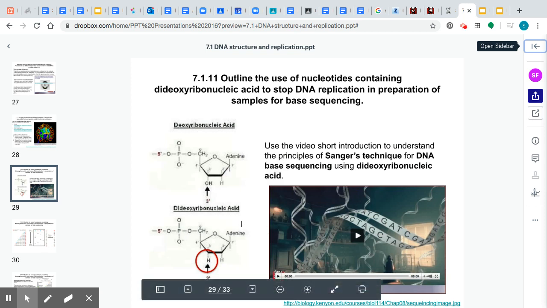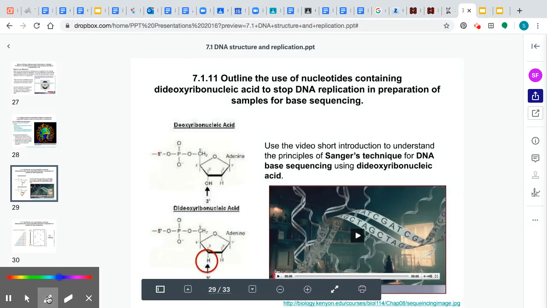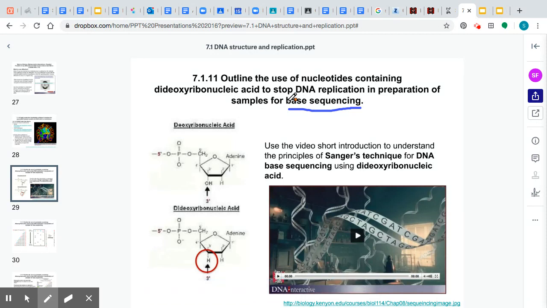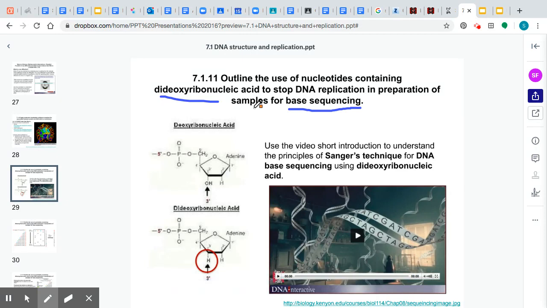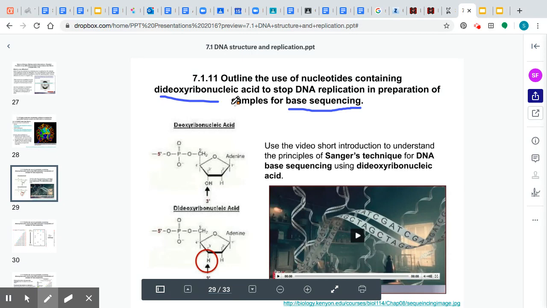In this video, we are going to use some of the underlying theories of DNA replication to figure out the base sequence. Okay, so 7.111 says outline the use of nucleotides containing dideoxyribonucleic acid. So all that's saying is it's basically DNA, right? Deoxyribonucleic acid is DNA, but it has two deoxys.